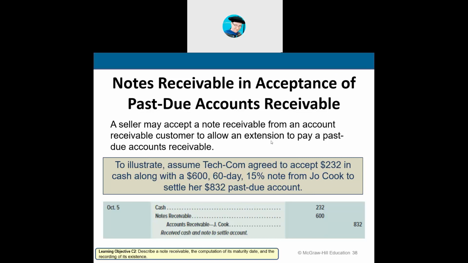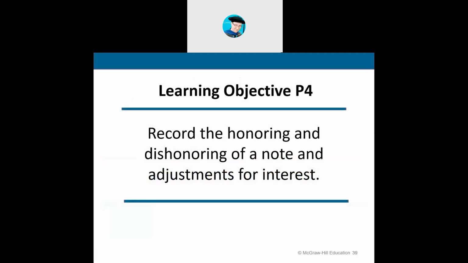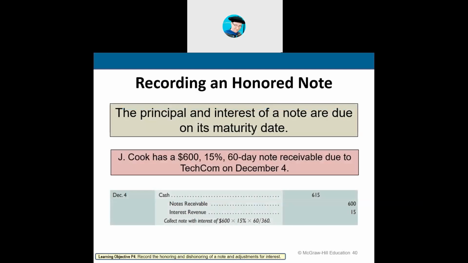What this shows us is the customer didn't have enough to pay us what they owed us up front. They're giving us a little bit in cash, and the rest we're converting to a note receivable. The note receivable is for 60 days with a 15% interest rate for that 60-day note, which is a little high, but it encourages them to pay it. And it's kind of a penalty.